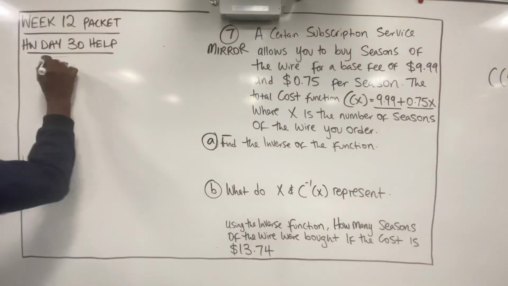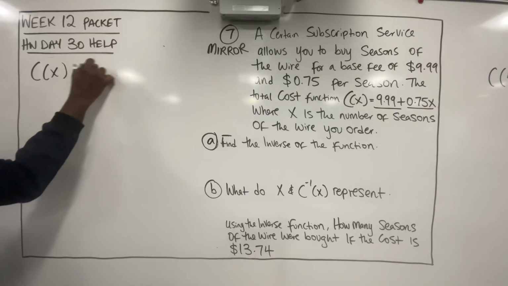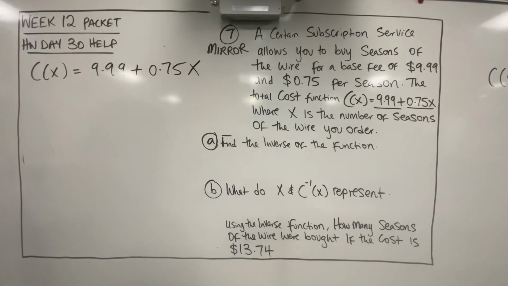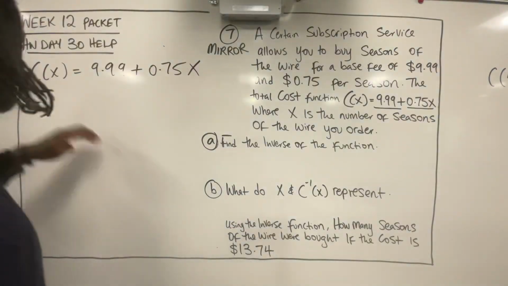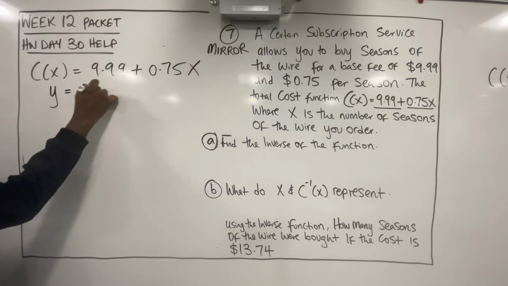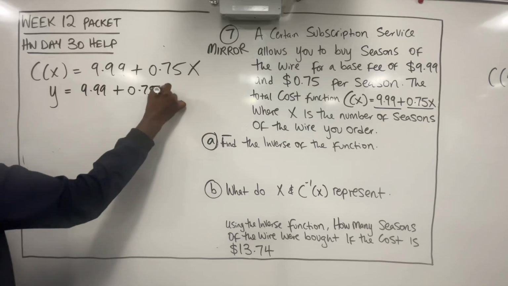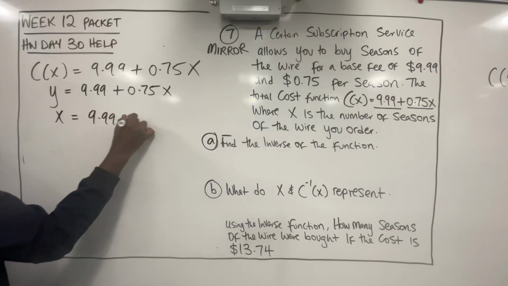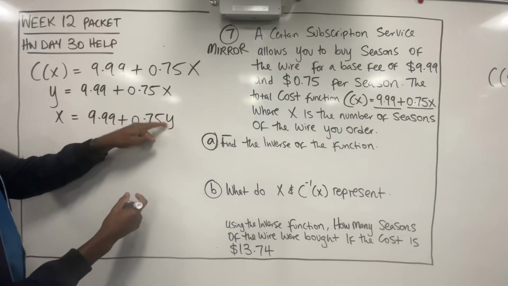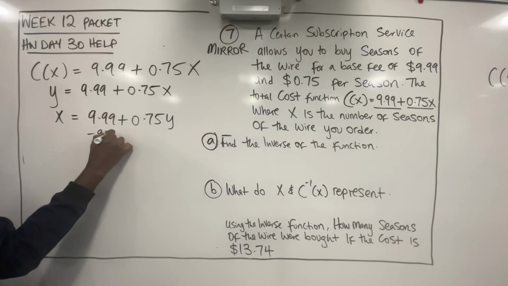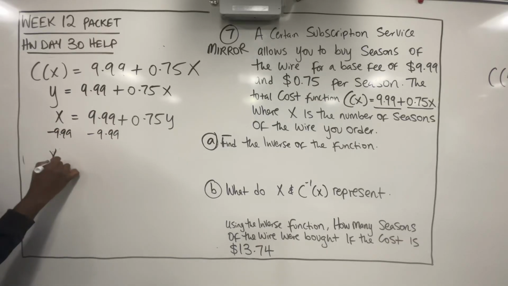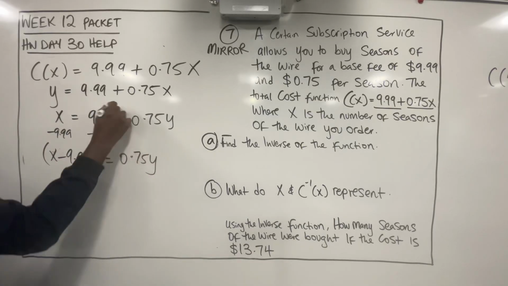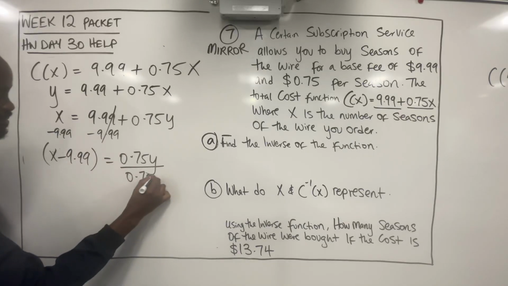This is our cost function right here. And we're going to find the inverse of it by following the exact same steps. This C of X we're calling our Y. It's now $9.99 plus 0.75 times X. Switch the positions of your X's and Y's. X becomes $9.99 plus 0.75 times Y. Solving for the new Y by carefully undoing, subtracting $9.99 from both sides. And that is equal to 0.75Y. And then the last step is to divide everything by 0.75.